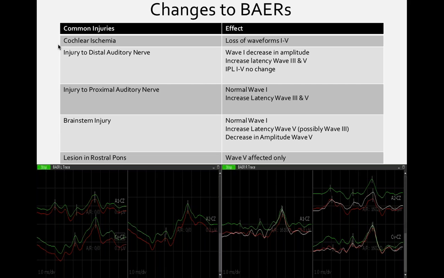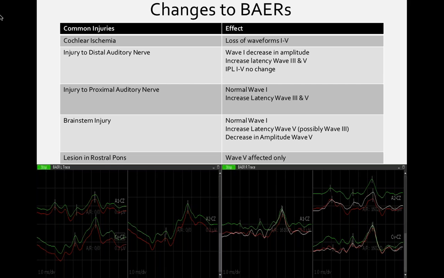When we see injury to the distal auditory nerve, so the point where the nerve is coming out of the cochlea, any type of injury in that area will cause a wave 1 decrease in amplitude, and then an increase in latencies of waves 3 and 5. So wave 1 is going to come in, and then it might have trouble going down the line. We're going to see changes in the latencies of waves 3 and 5, and no changes in the interpeak latencies between 1 through 5.